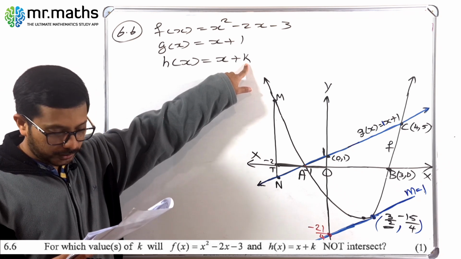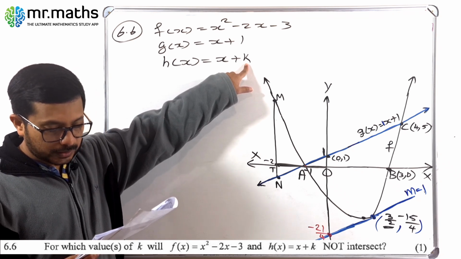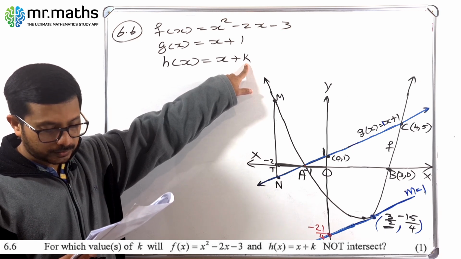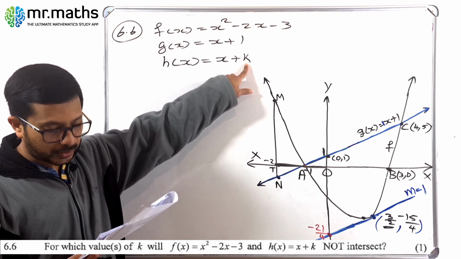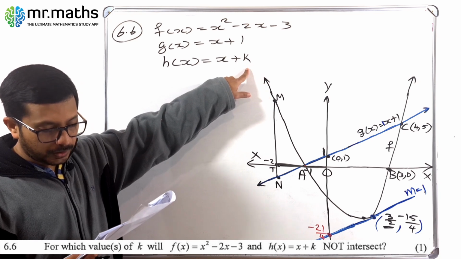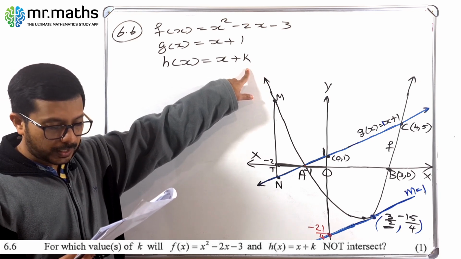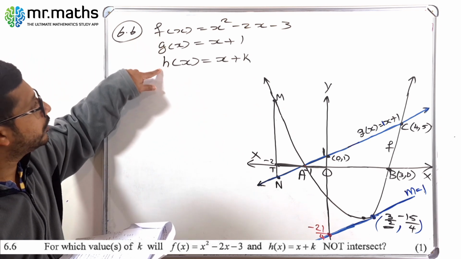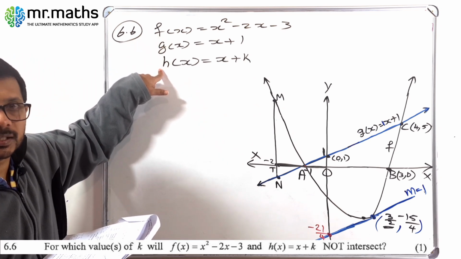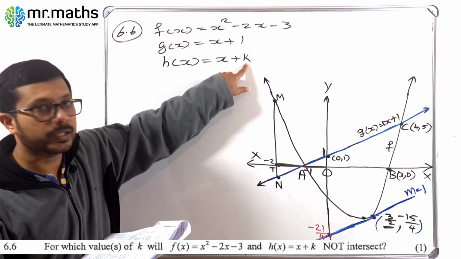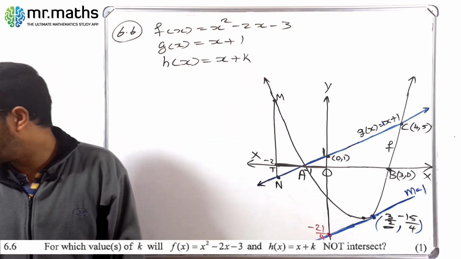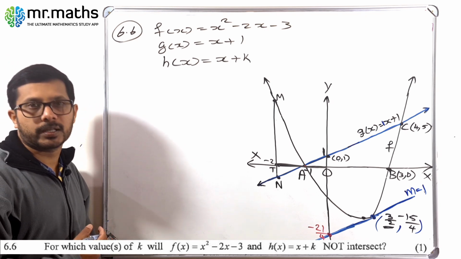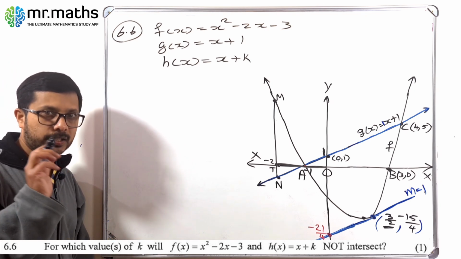Okay, now what is the condition? For which values of k will f of x and h of x not intersect? You have to find the value of k. This f of x and h of x graph must not intersect, and you have to find the value of that k. So what is the meaning of that question, guys? You have to read that question again and try to understand. Okay, so listen very carefully.